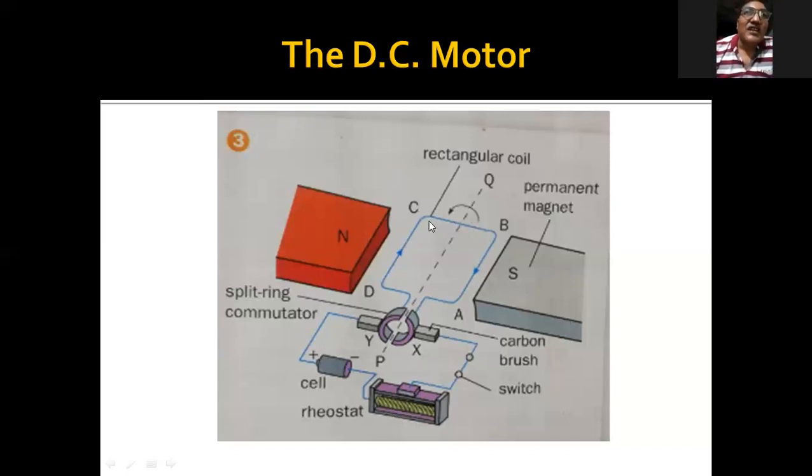When the CD was on this right side, the direction of the current was from C to D, and the direction of the force was upward. But when the CD reaches this left side, the direction of the current is from D to C, and the direction of the force is downward. You see, when the coil has moved beyond the vertical position, the direction of the current in its sides AB and CD has reversed, and the direction of the forces acting on them has also reversed. And this helps to make the coil rotate continuously about its axis.